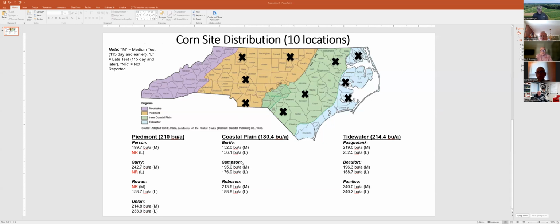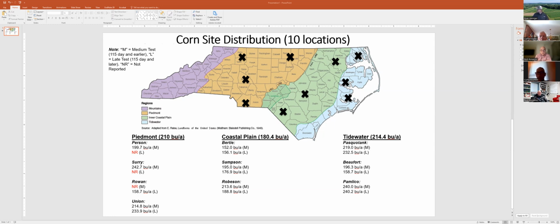Overall, very good yields across all locations. I'm very happy. We were actually able to do some stink bug sprays with a drone that we've not done before. I think that definitely helped us, particularly in that Sampson County area, keep our yields up there. Despite the dry weather, though, I felt pretty good about our yields overall across the locations.